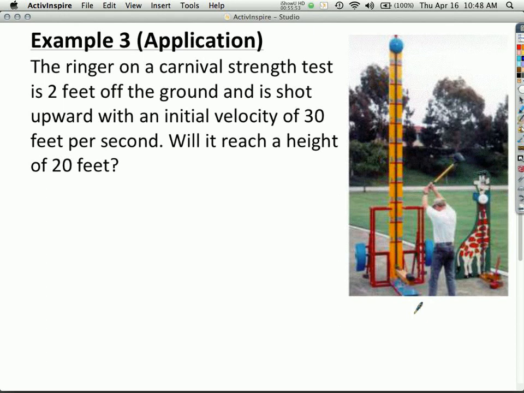And so what we have here in this scenario is what happened when one person raised the hammer and smacked it down. The metal object that goes up this scale is 2 feet off the ground. So it's 2 feet from the ground there. And its initial vertical velocity is 30 feet per second. The question is, will it reach 20 feet?